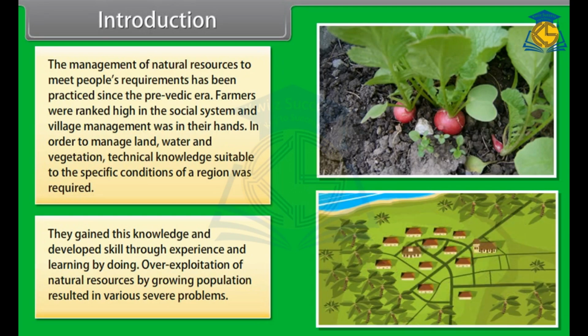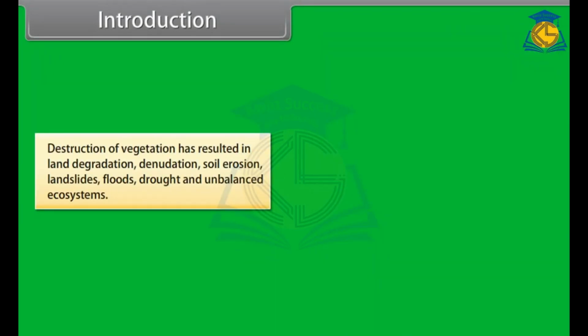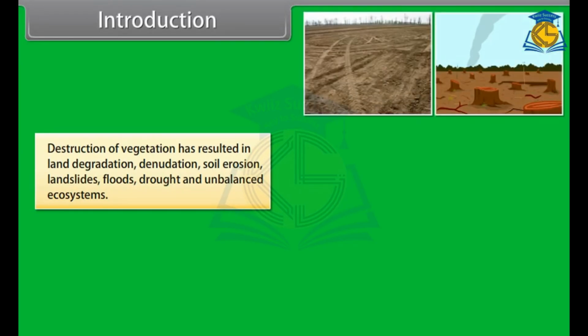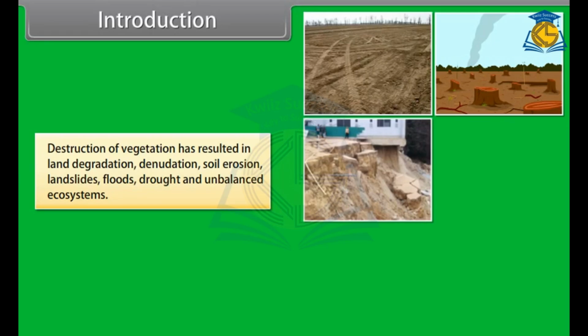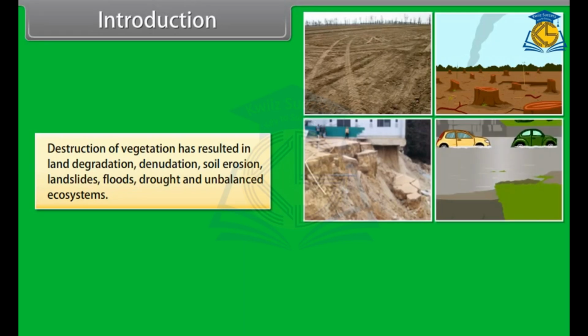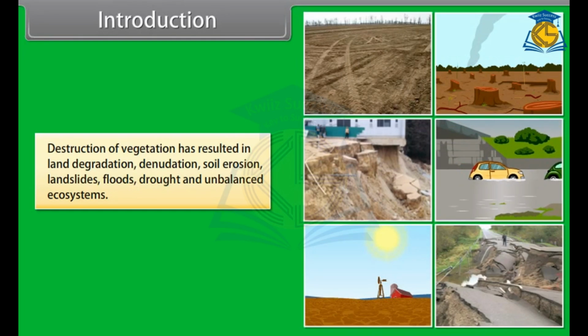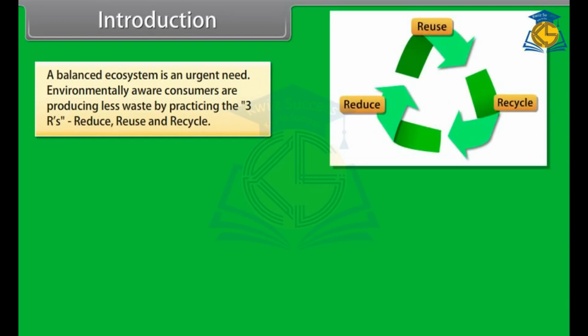Overexploitation of natural resources by growing population resulted in various severe problems. Destruction of vegetation has resulted in land degradation, denudation, soil erosion, landslides, floods, drought, and unbalanced ecosystems. A balanced ecosystem is an urgent need.